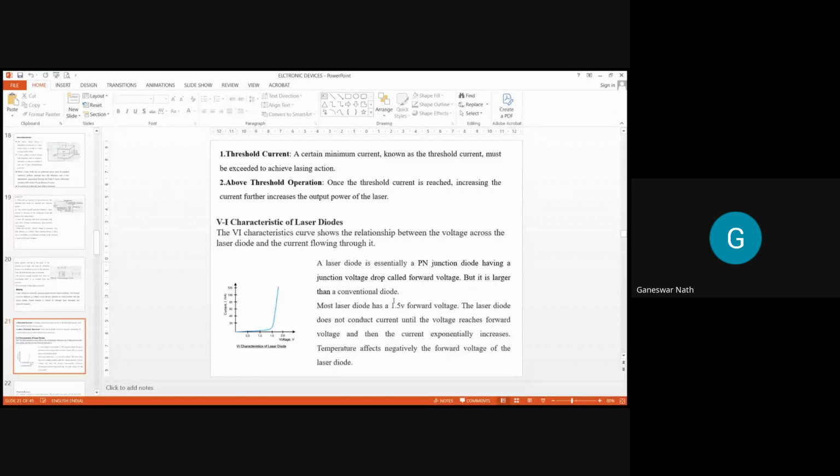A laser diode is essentially a PN junction diode. I have already told you it has a junction voltage drop called the forward voltage, but it is larger than that of a conventional diode. Most laser diodes have a forward voltage of about 1.5 volts, as you can see here, and the laser diode does not conduct current until the voltage reaches the forward voltage. It does not operate until we get this forward bias voltage, and then the current increases exponentially, and temperature negatively affects the forward voltage of the laser diode. So this is the VI characteristic of the laser diode.